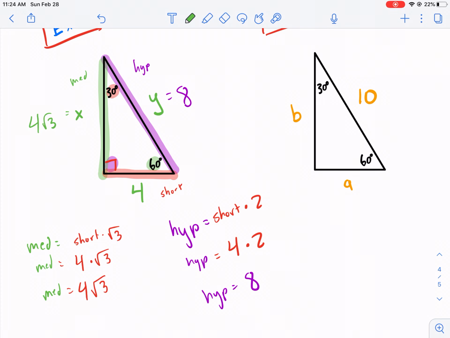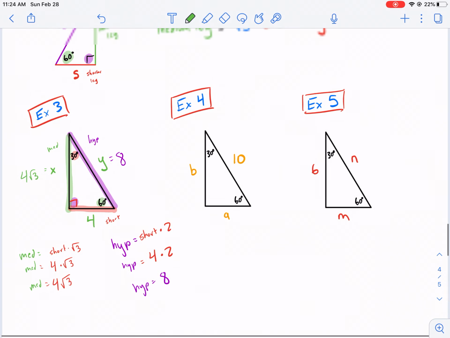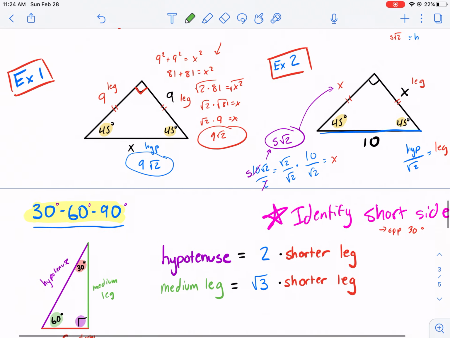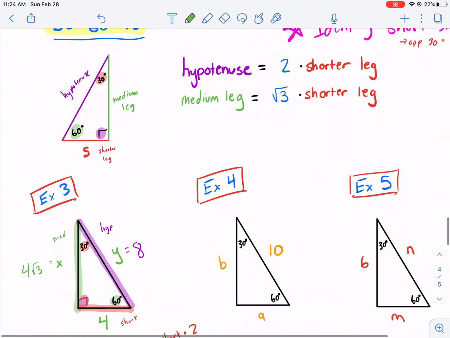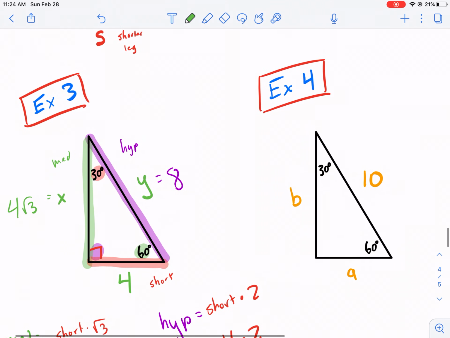That's all there is to it. That's how we can do it quickly. It's way easier to do it that way. Now, the other cool thing about this, understanding 30, 60, 90, and 45, 45, 90 triangles, is we only need one side to find all the other two sides.